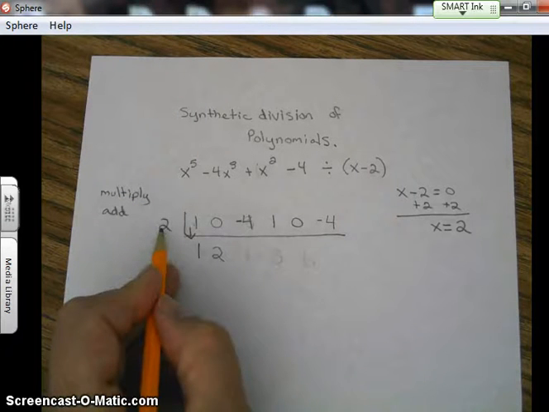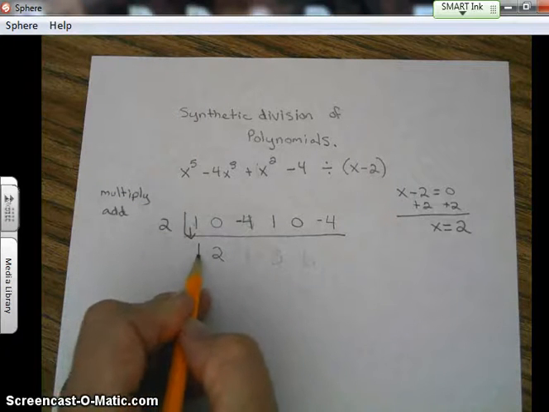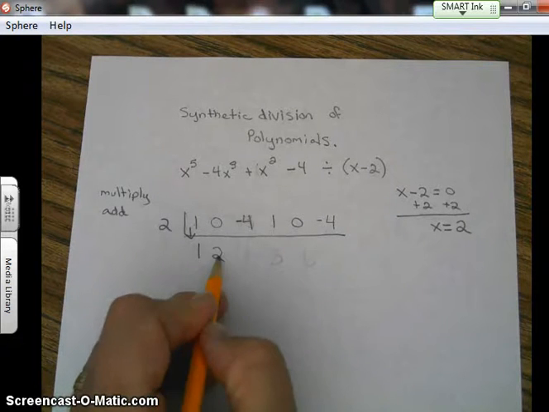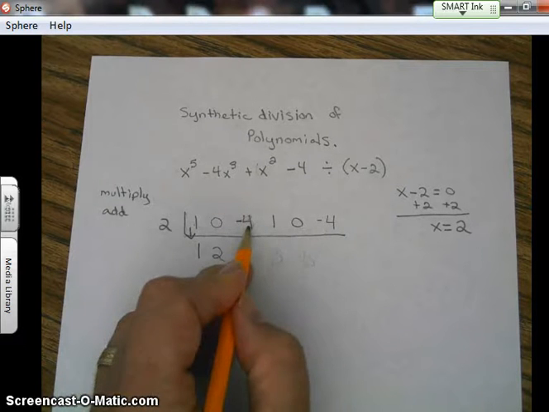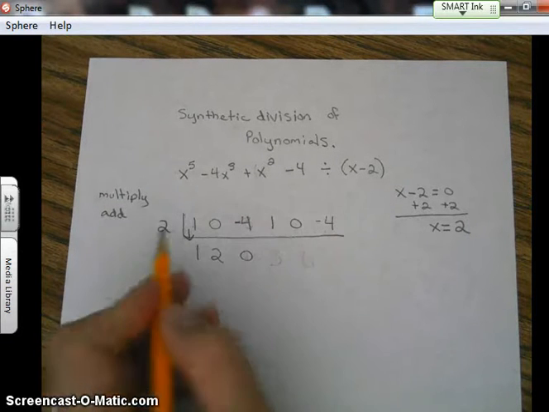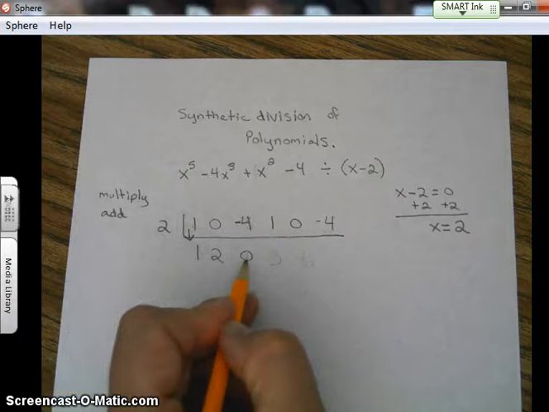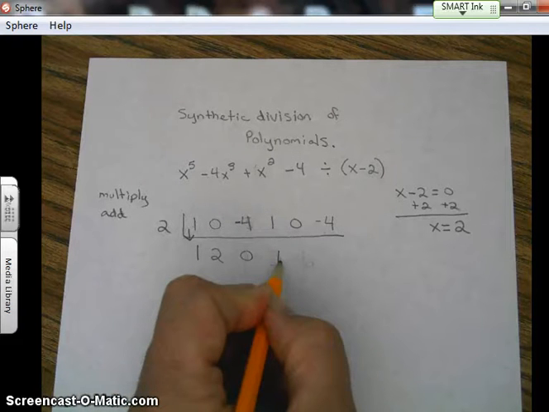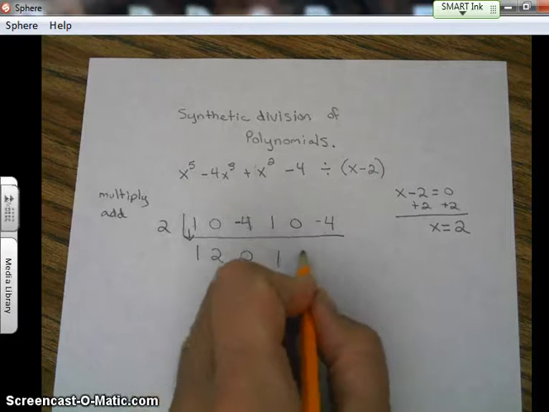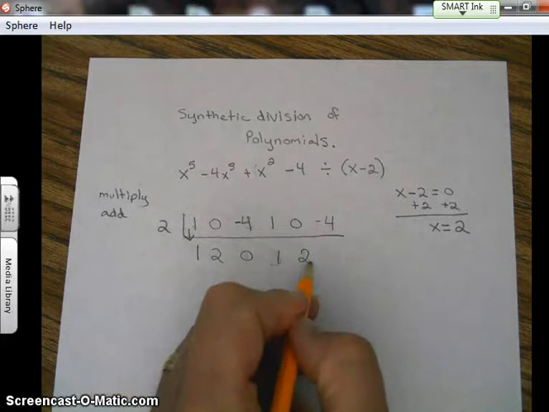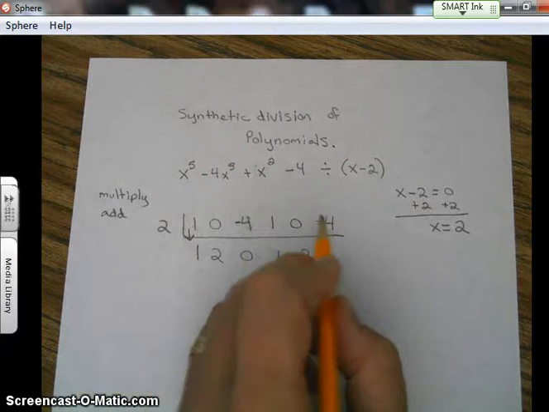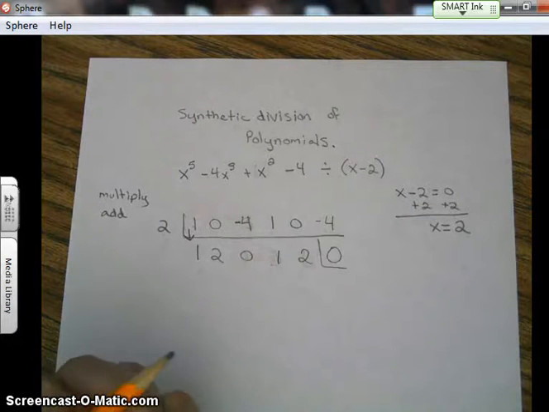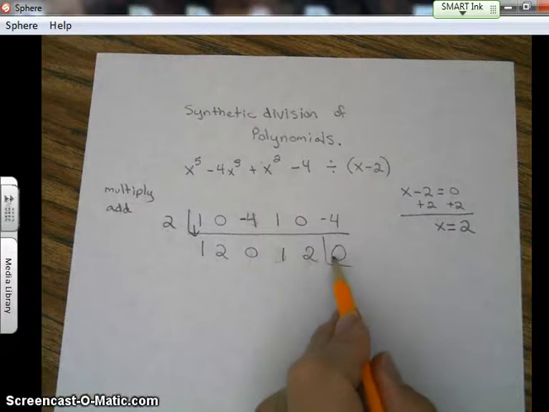So multiplying first, so 2 times 1 is 2. 2 plus 0 is 2. 2 times 2 is 4. 4 plus -4 is 0. 2 times 0 is 0. 0 plus 1 is 1. 2 times 1 is 2. And 2 plus 0 is 2. 2 times 2 is 4. And 4 plus -4 is 0. Now this last number here represents our remainder. Okay? So we have a remainder of 0.